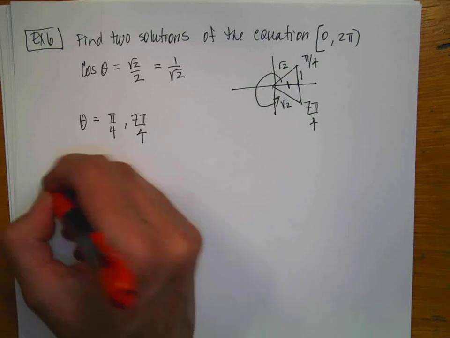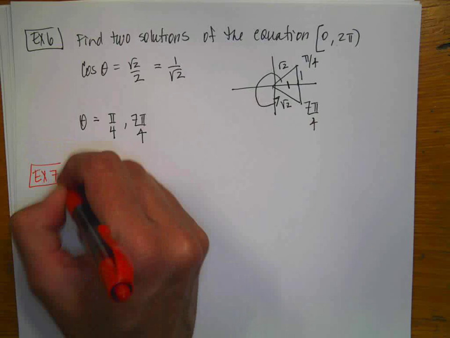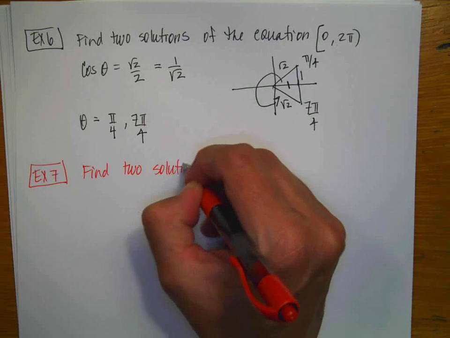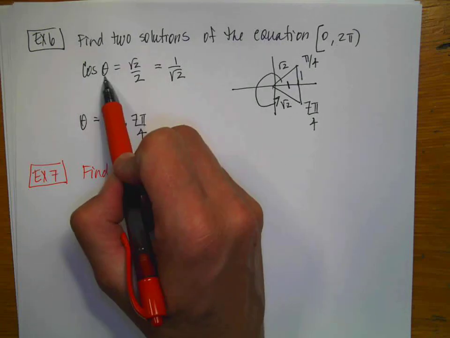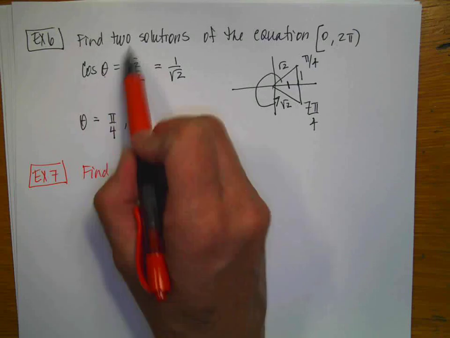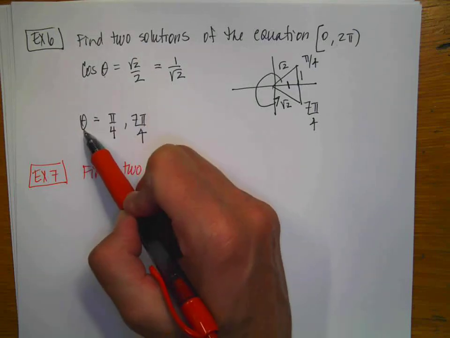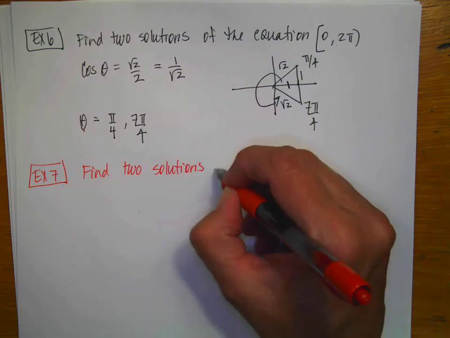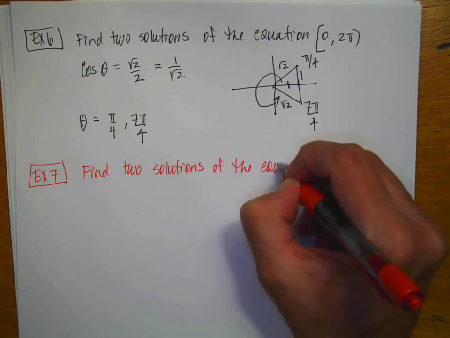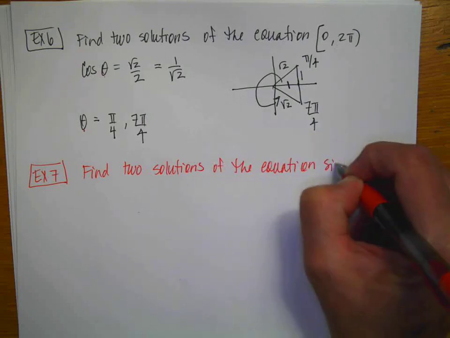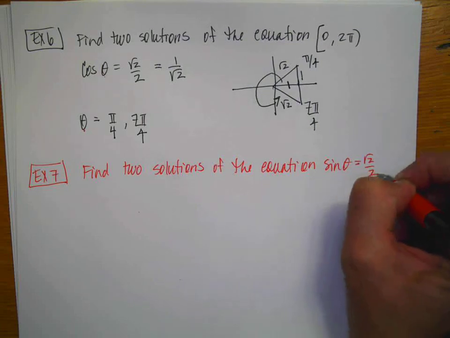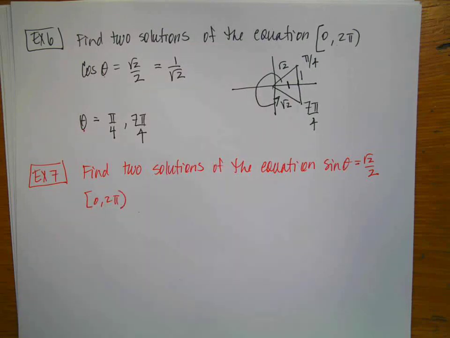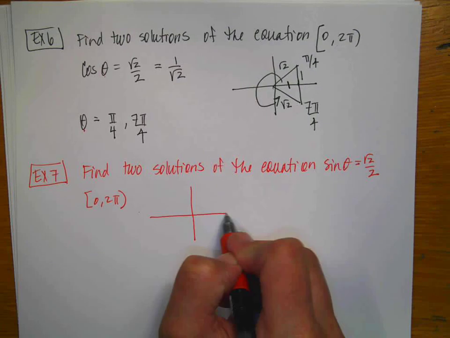All right, I have one more example and then we are done for the day. So example number 7 says find two solutions. And again, I didn't mention this in the last problem, but the variable in the problem is theta, right? So that's why there are two solutions. That's why I reported my answer as theta equals, because theta is the variable. Find two solutions of the equation. The sine of theta is radical 2 over 2, okay? And we're going to do one positive rotation from 0 to 2 pi.